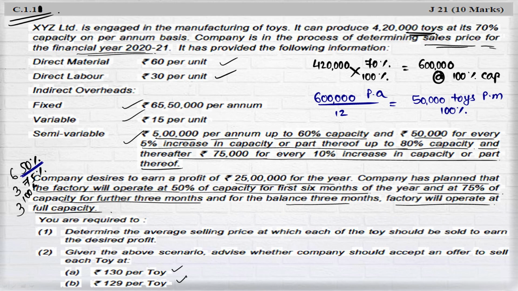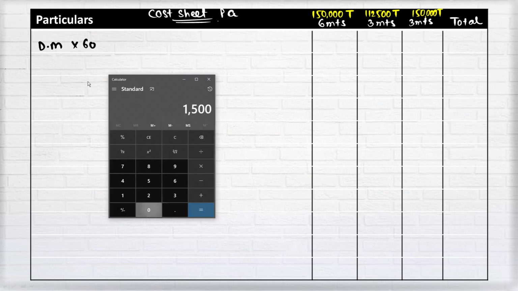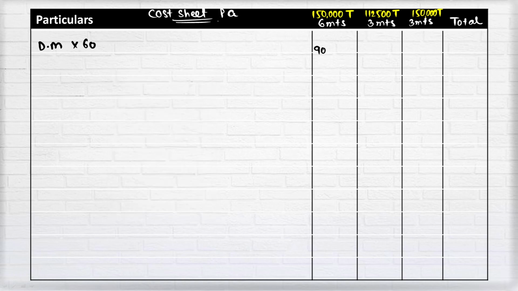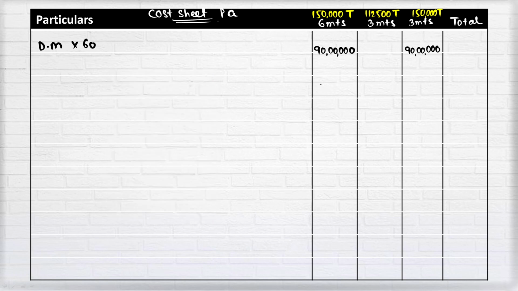Up till semi-variable, everything will be easy. Direct material is 60 per unit. Direct material into 60. 1,50,000 into 60 is 90 lakhs. For here also it will be 90 lakhs. 1,12,500 into 60, 67,50,000.